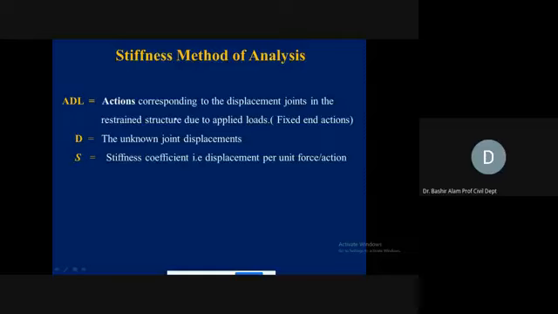Now D is the unknown joint displacements, and S is the stiffness coefficient, that is, the force required to produce unit displacement. The statement written here is wrong. Displacement per unit force was the definition of the flexibility. So you need to be careful and not get confused with these definitions. Here it is the force required to produce unit displacement. That is the definition of the stiffness.